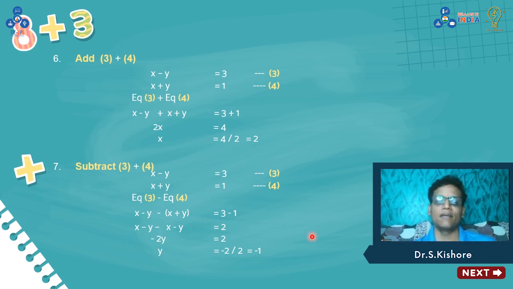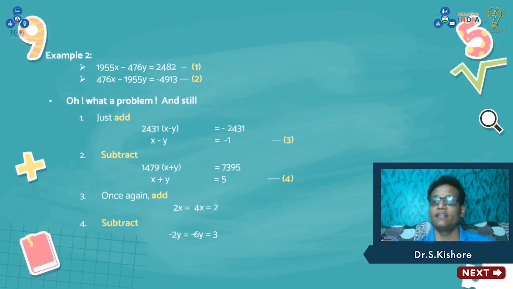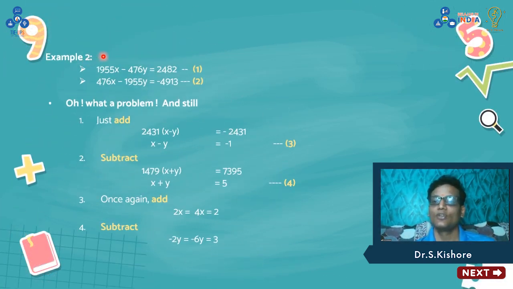You see another example. I am taking another example. It's a very big number. 1955x minus 476y equals 2482. How to solve this normally? It takes nearly 10 minutes. But in Vedic mathematics, you can finish it in less than 5 minutes. How do we do it? Sankalana, add both of them. Vyavakalana, subtract 1 minus 2.